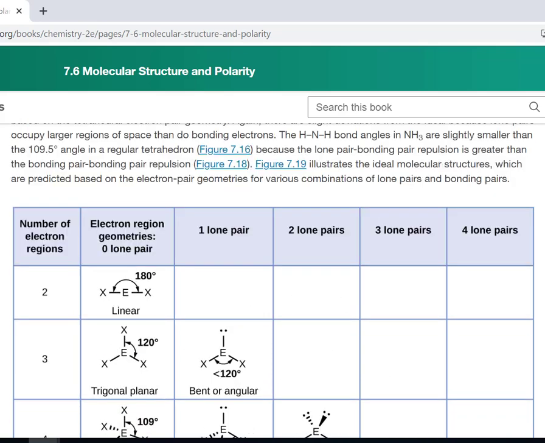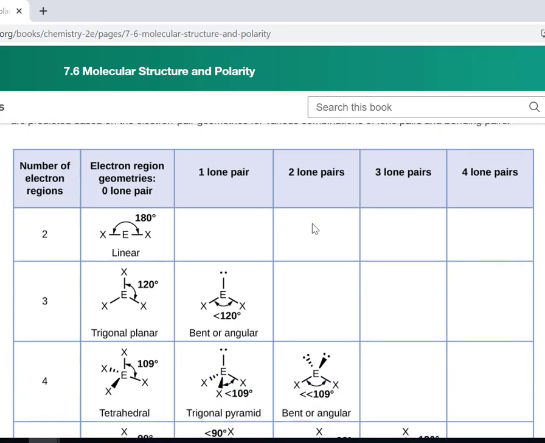Here we're showing some other possibilities. Okay, so it turns out for trigonal planar, we can also have a lone pair. And when we do, we then have what we call a bent shape, sometimes called an angular shape. With tetrahedral, we have the regular tetrahedral, the trigonal pyramidal that we just looked at with the ammonia. And then also we can have a bent shape. And for this, here we have 2 lone pairs, and then we end up with a bent shape.